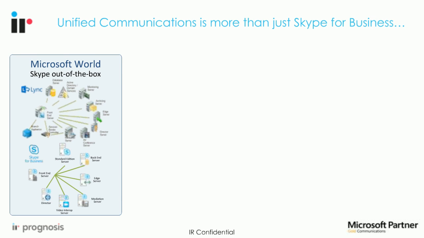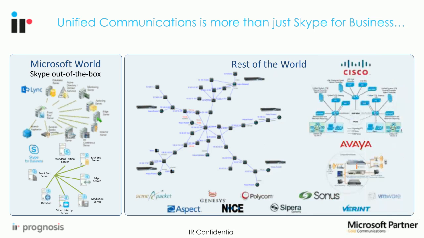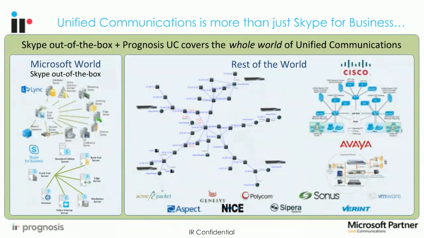But the truth of the matter is there's a lot more to a unified communications system than just the Microsoft tools. So the rest of the world is a little bit more complicated. And so when you work in an environment where you're taking your legacy system maybe and moving it over to Skype for Business, or just blending the two because of an acquisition, it's important to have a tool that can cover the rest of the world. And so that's where the out-of-box experience with Skype plus the information that we provide gives you a broader picture of what's going on in your environment.